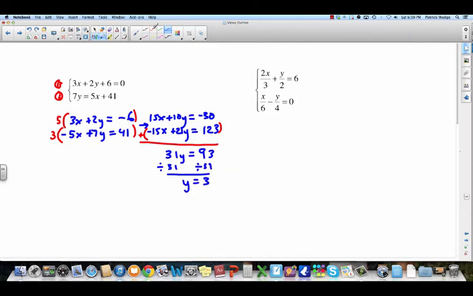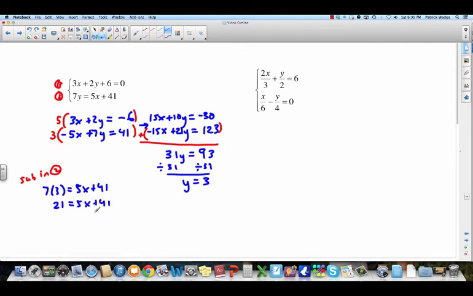Perfect. Now we need to substitute. Does it matter which one you substitute in? No, it doesn't. Let's sub into the second one. I don't know why. That's what I'm going to do. So 7 times y, which is 3, equals 5x plus 41. 7 times 3 is 21 equals 5x plus 41.